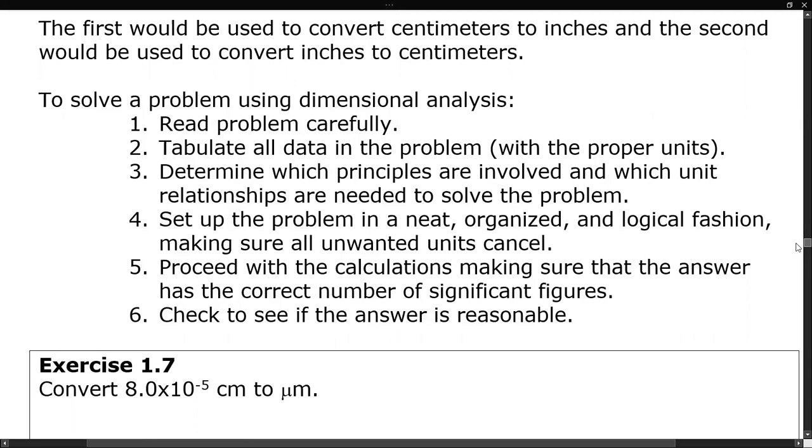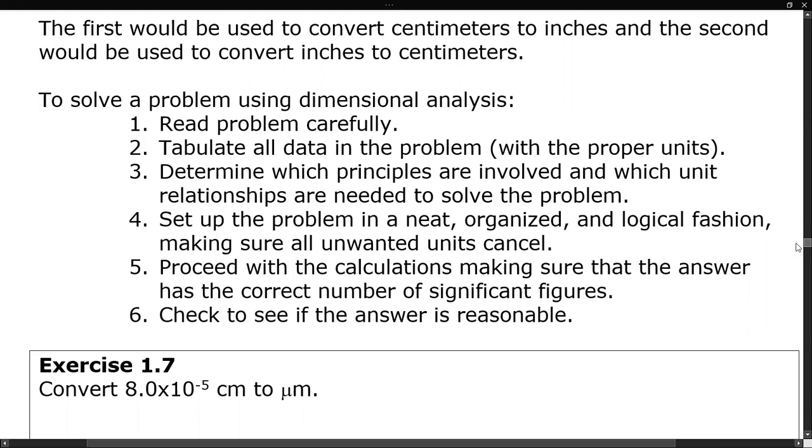So set it up neat, organized, and logical. Show your work, show the dimensional analysis, and make sure unwanted units cancel. If they don't cancel, you set it up wrong, so go back and check. Proceed with your calculation, and make sure it has the correct number of significant figures. Refer back to that presentation if you are unsure how to do that.